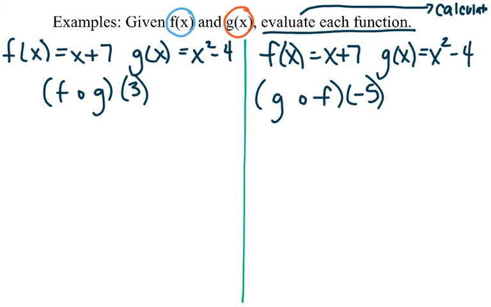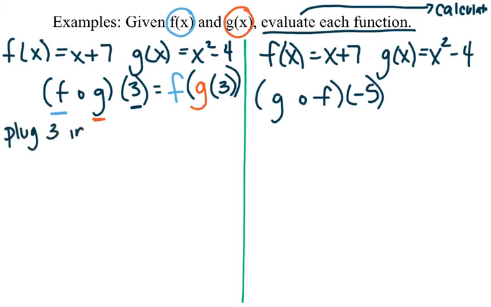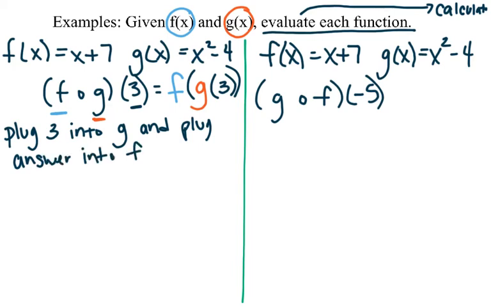Okay, so it works pretty much the same way. The first function you get to is your outside function. The second one is your inside function. But this time, you're going to be plugging in a number into those functions. So literally what this is saying to do is plug 3 into G and plug that answer into F. So that's exactly what we're going to do.